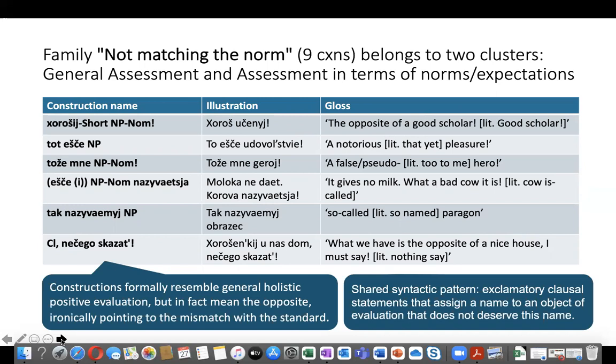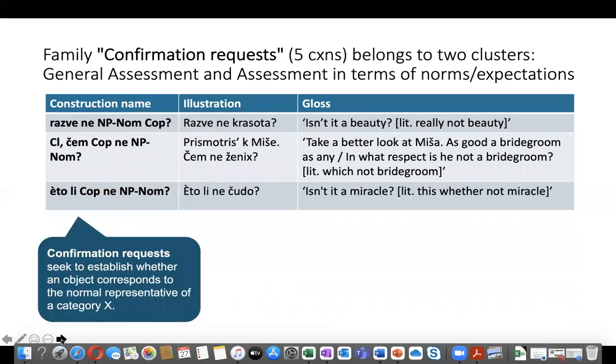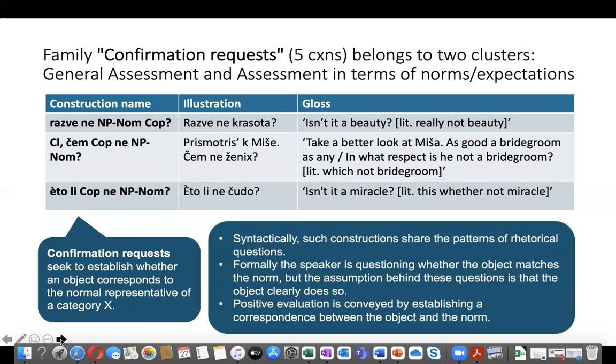this name. The third family contains confirmation requests that seek to establish whether an object responds to the normal representative of a category X. Syntactically, such constructions are rhetorical questions, like «Разве не красота? Isn't it a beauty?» Formally, the speaker is questioning whether the object matches the norm, but the assumption behind these questions is that the object clearly does so, and this yields positive polarity.